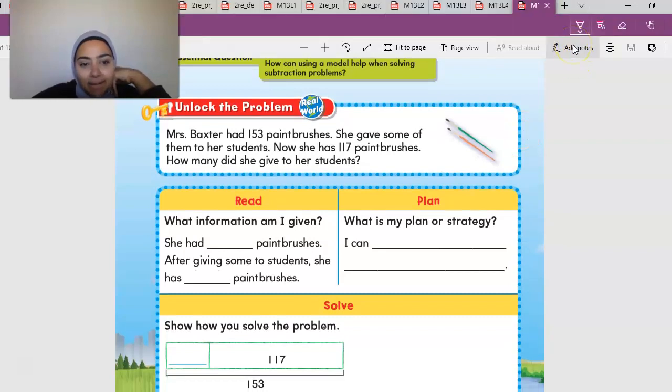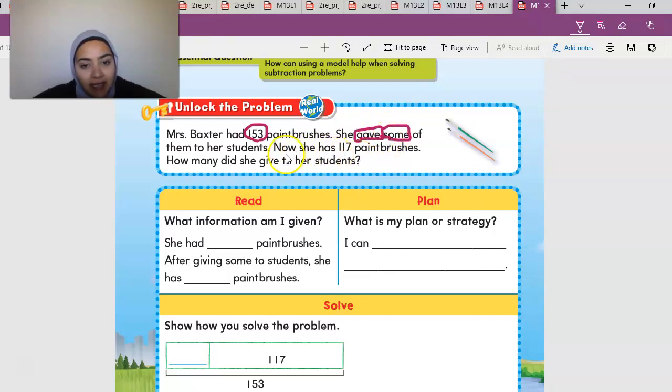It says, Mr. Baxter had 153 paint brushes. Circle the number. She gave is a keyword to take away, so box that. She gave some of them to her students. Some is a keyword too. That means that's going to be an empty box. So she gave some. Box both of those.